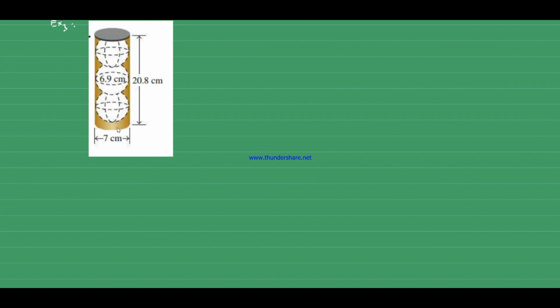If you look at the picture, you see that the sphere touched the bottom surface of the cylinder, right at the center. So the volume should be the volume of the cylinder minus 3 times the volume of a sphere, because the 3 of them are all the same. The volume of the cylinder is very easy: pi r squared h. The radius is 7/2, because you divide the diameter by 2, you square it and you multiply by 20.8.